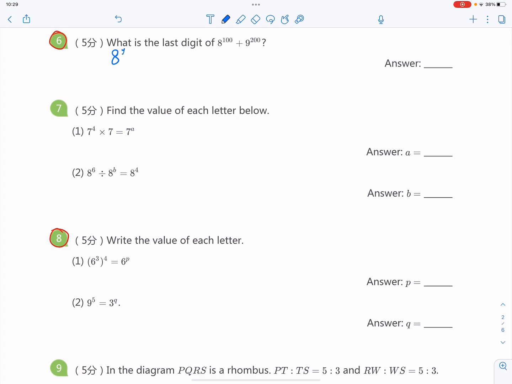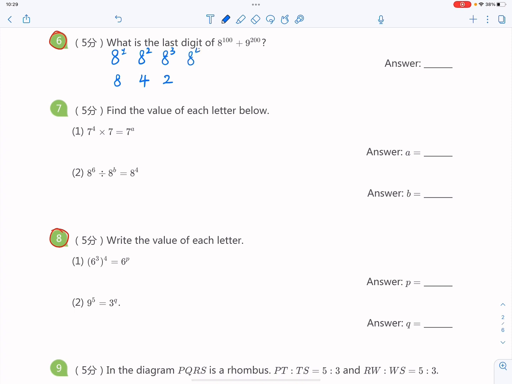8 to the power 1, we know that is 8. And 8 squared, the last digit, equals 8 times 8. We know that is 64, so the last digit is 4. And then 8 cubed means for the last digit you do 4 times 8, which is 32, and the last digit will be 2. We'll only focus on the last digit.